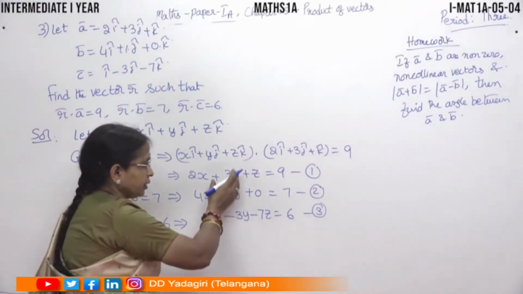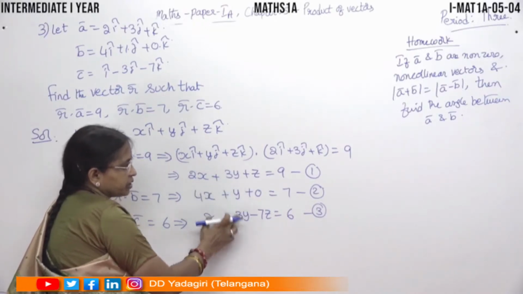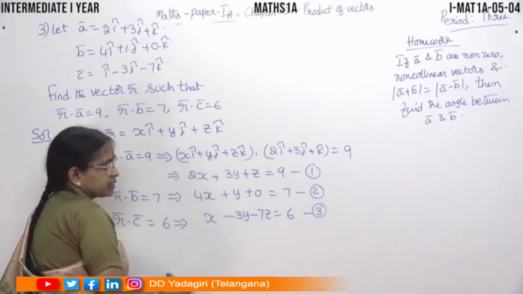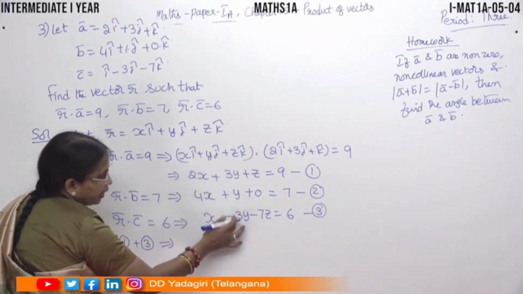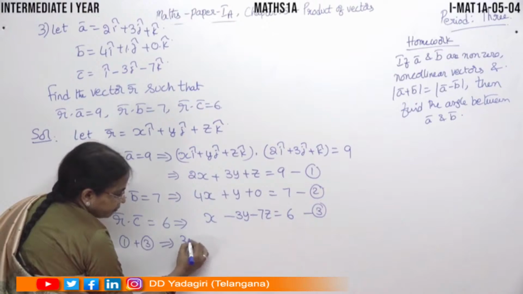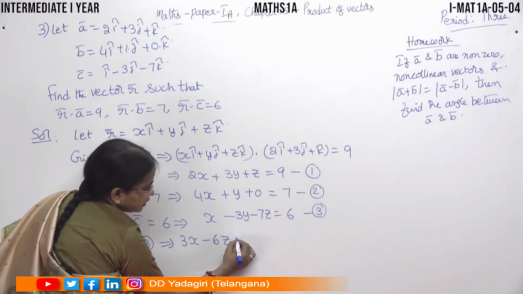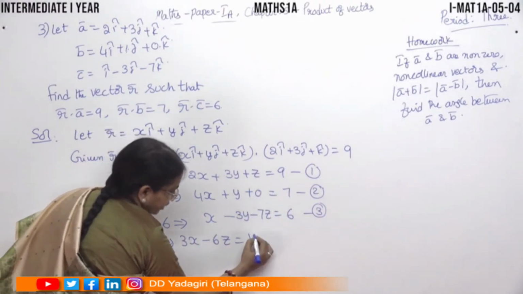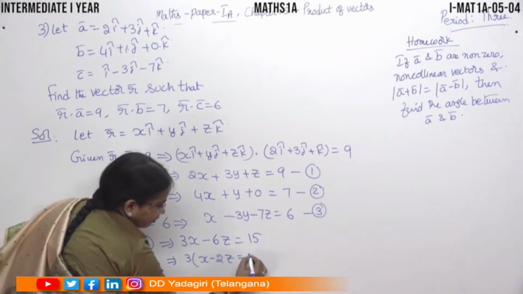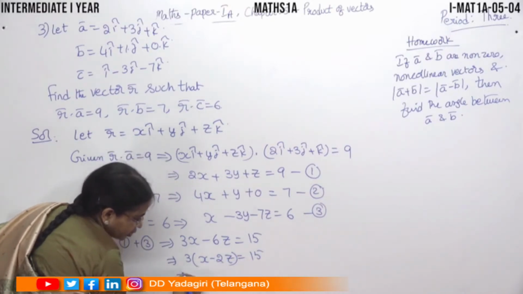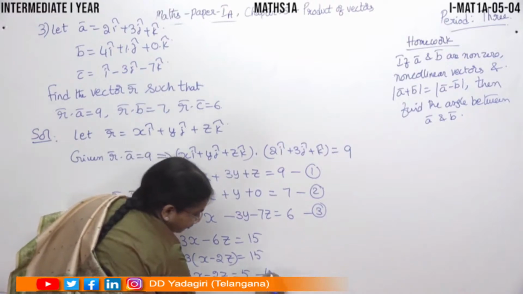So how to solve them? There is no particular method. You can just observe the equations and see how you can simplify. Now if you see these two equations 1 and 3, by just adding, 3y gets cancelled. Equation 1 plus equation 3: when you add, 3y gets cancelled, it is 3x (2x plus x), and then minus 6z is equal to 9 plus 6, that is 15. You can take 3 common and cancel: 3 into x minus 2z is equal to 15. So 3 gets cancelled. So it is x minus 2z is equal to 5. So this is equation 4.